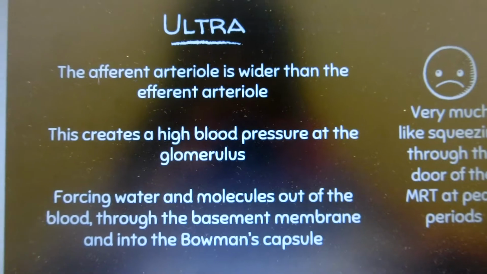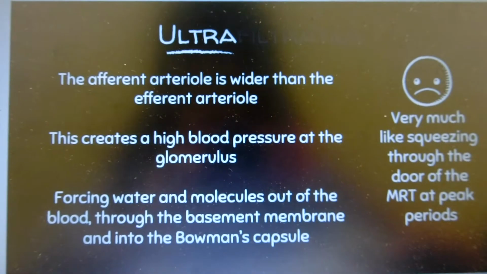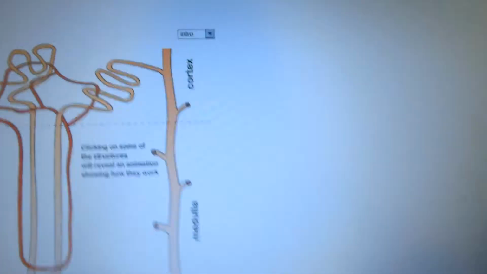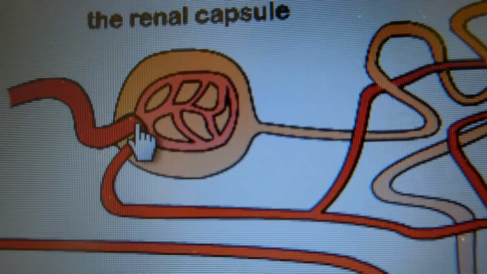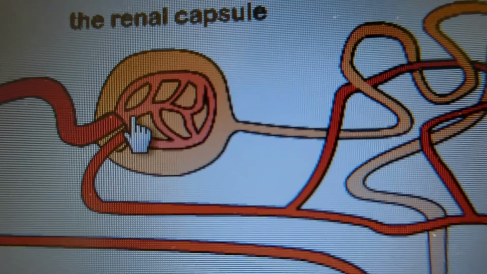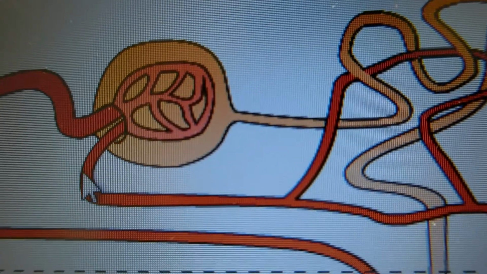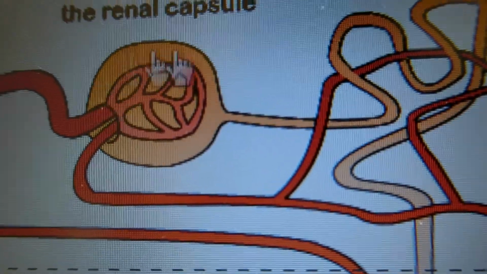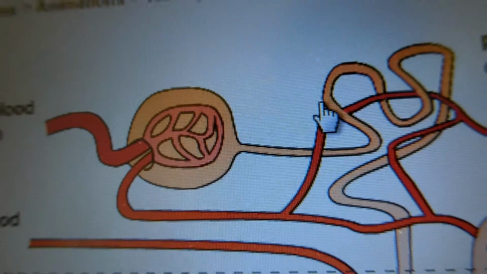Okay, so just imagine your afferent arteriole is very, very thick. So it means that there are a lot of molecules flowing through here, into your glomerulus. But at the same time, the exit is very, very small. The lumen of the efferent arteriole is very, very small. So it means that the exit of the molecules in the blood happens at a much slower rate.